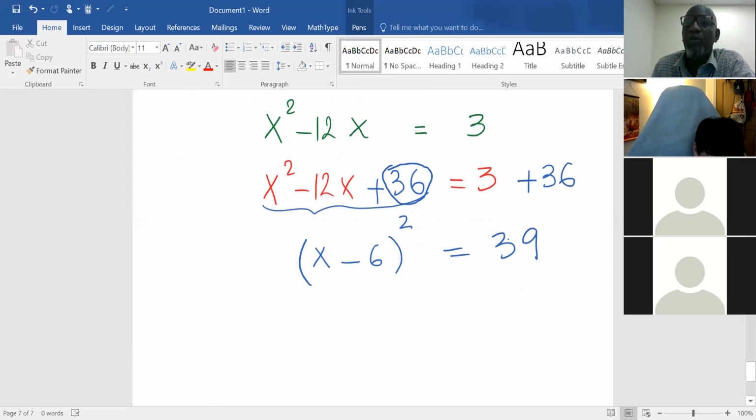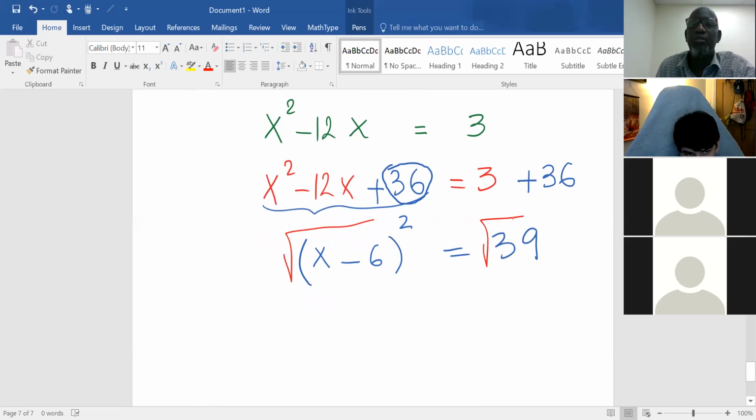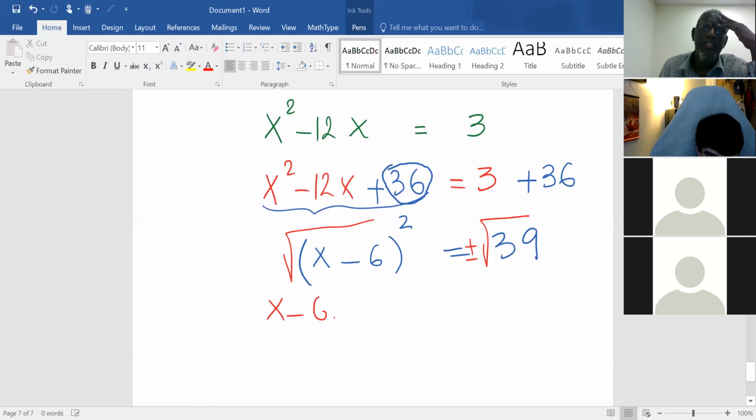And now we're almost done, right? Remember, the last hour we've been practicing this. What should you do next now? Square root of both sides. And what don't you forget every time you do that? Plus or minus. Exactly. So you got x minus 6 is equal to plus or minus root of 39. And then you add 6 on both sides. You get x equal to 6 plus or minus root of 39.